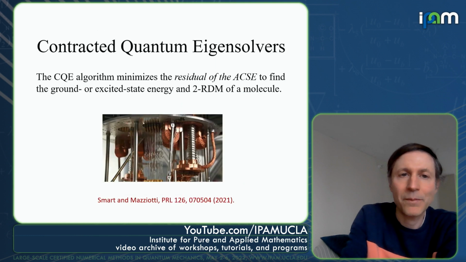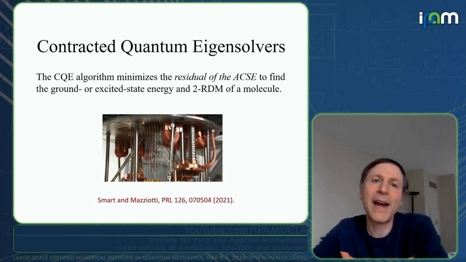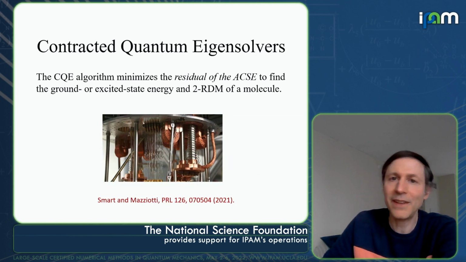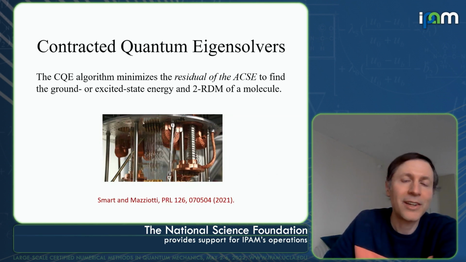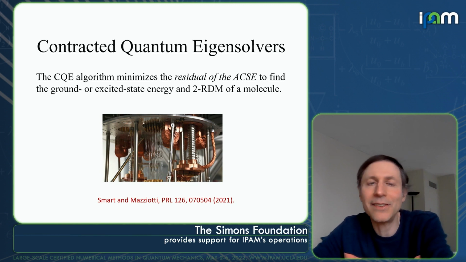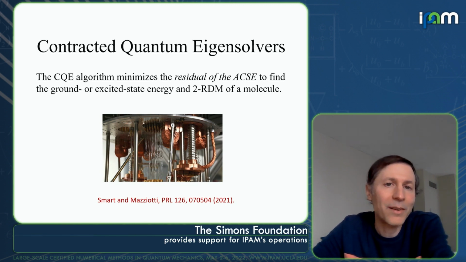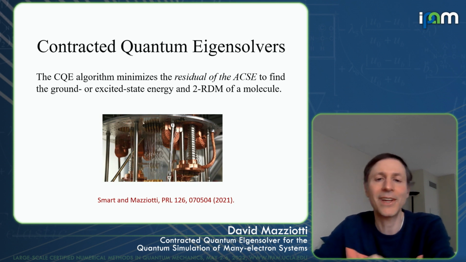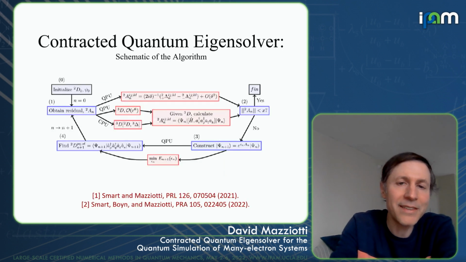Okay, so getting back to solving things on the quantum computer, we want to think about this notion of contracted quantum eigensolvers, or CQE. So the idea now is that the contracted quantum eigensolver is basically an algorithm that's going to minimize the residual of the ACSE to find the ground or excited energy and 2-RDM of the molecule. Okay, so how does that exactly work?